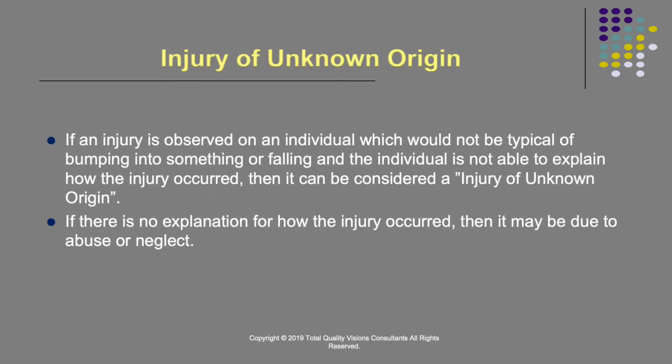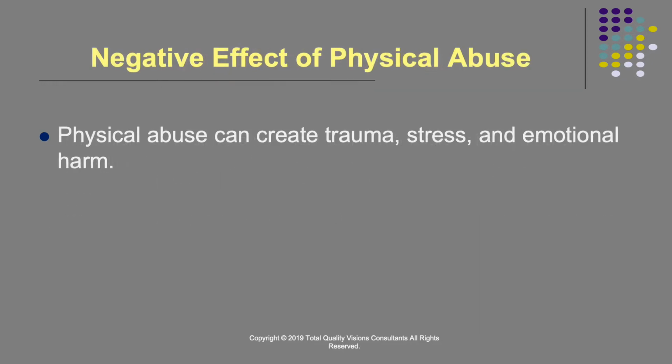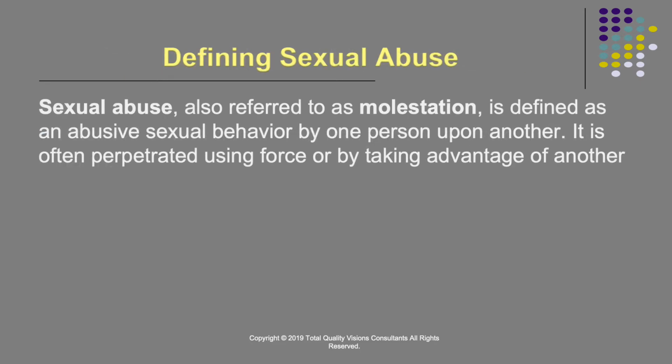If an injury is observed on an individual which would not be typical of bumping into something or falling, and the individual is not able to explain how it occurred, then it can be considered an injury of unknown origin. If there is no explanation for how the injury occurred, this may be due to abuse or neglect. Physical abuse can create trauma, stress, and emotional harm.